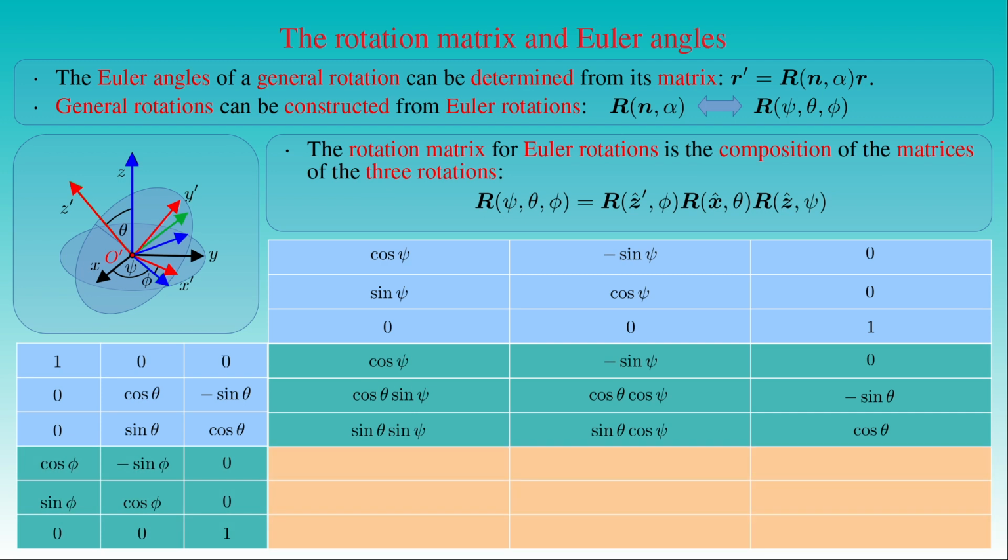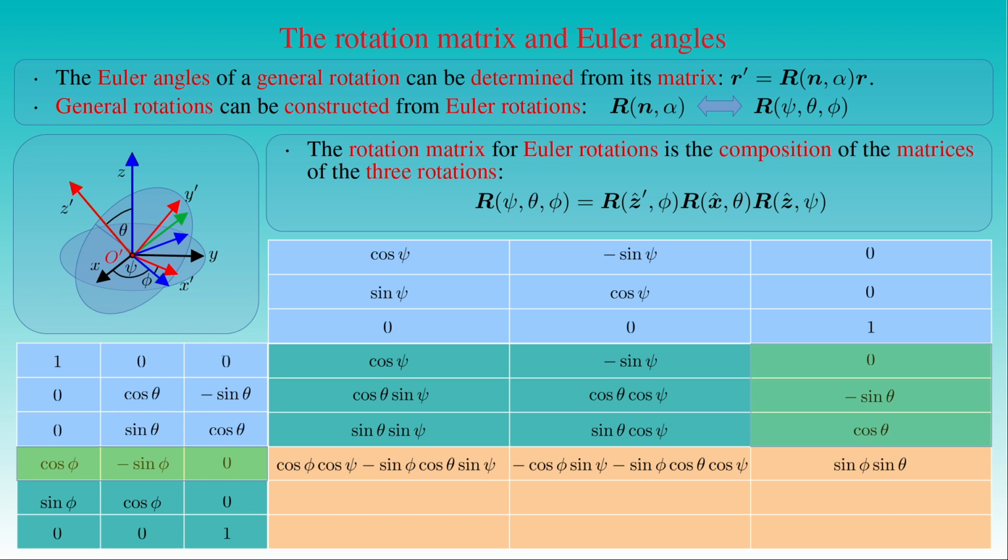The product of the first row of the first matrix and the first column of the resultant matrix gives the top left element of the general rotation matrix. The first row of the first matrix multiplied by the second column of the resultant matrix gives the top middle element of the rotation matrix. The product of the first row of the first matrix and the last column of the resultant matrix is equal to the top right element of the rotation matrix.